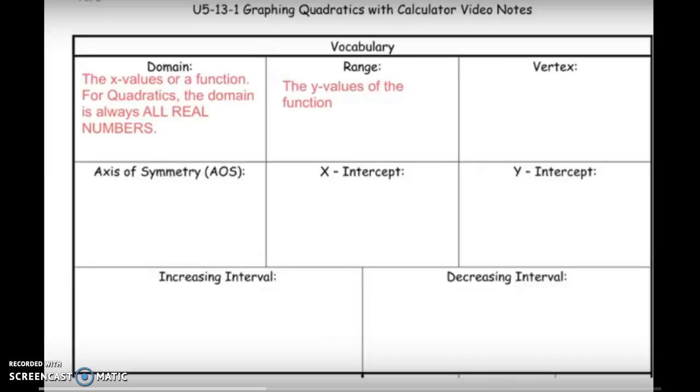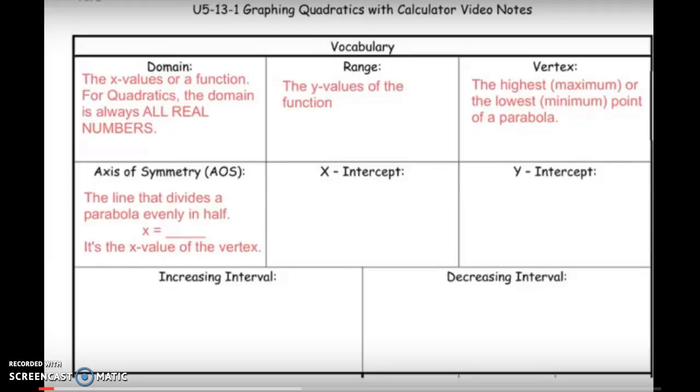Okay, next is the vertex. And the vertex is the highest or lowest point of a parabola, and this is what we use to refer to as the minimum and the maximum. Okay, if you remember about the axis of symmetry, the axis of symmetry is the line that divides a parabola evenly in half, and that is always written in an x equals equation.